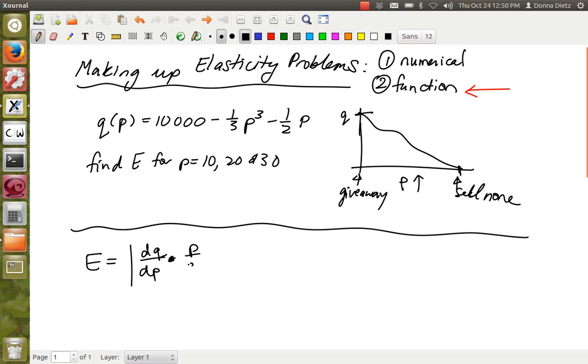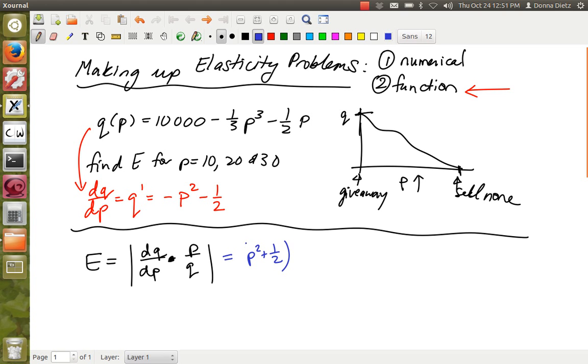P over Q. And remember, the absolute value sign just means you get to drop the first negative sign you find. dQ/dP comes from here, or if you prefer to write it Q prime, this 10,000 disappears. Then you take 3, multiply by 1/3, so you just get minus P squared, and then you just get minus 1/2. That looks pretty much like a negative sign that I want to get rid of. So I'm going to go over here for elasticity, and I'm going to say P squared plus 1/2. There, I've gotten rid of the absolute value sign now.